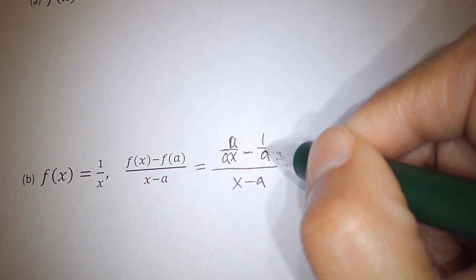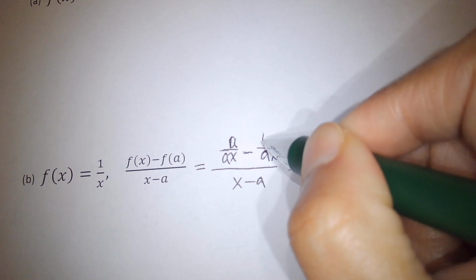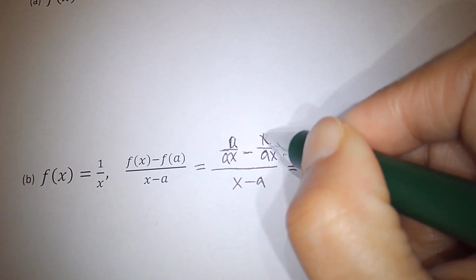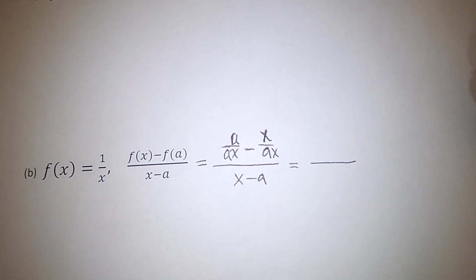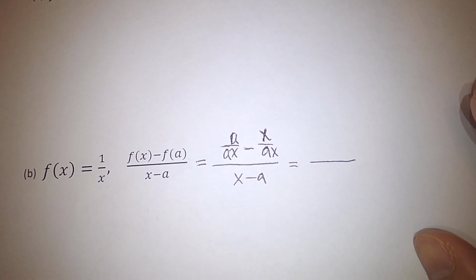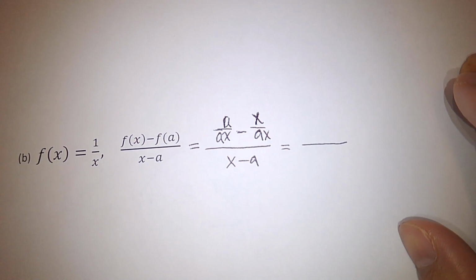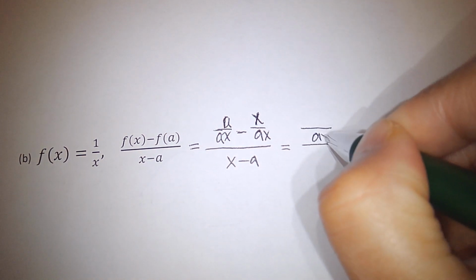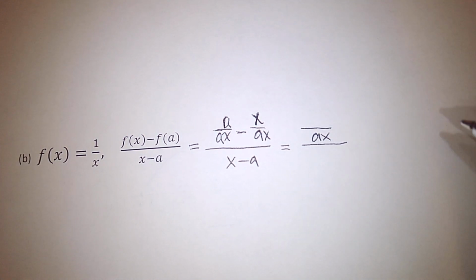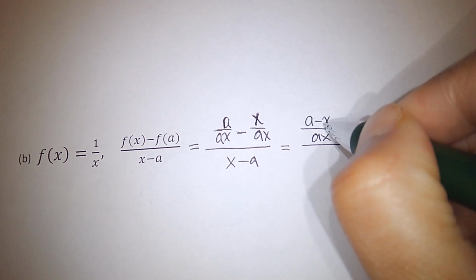X, right? So x, 1 times x is what? X. Can you follow me? This is a key step. Now, are we able to combine the numerator of the two terms? Yes, we are. Ax is a common denominator. We have a minus x, right?